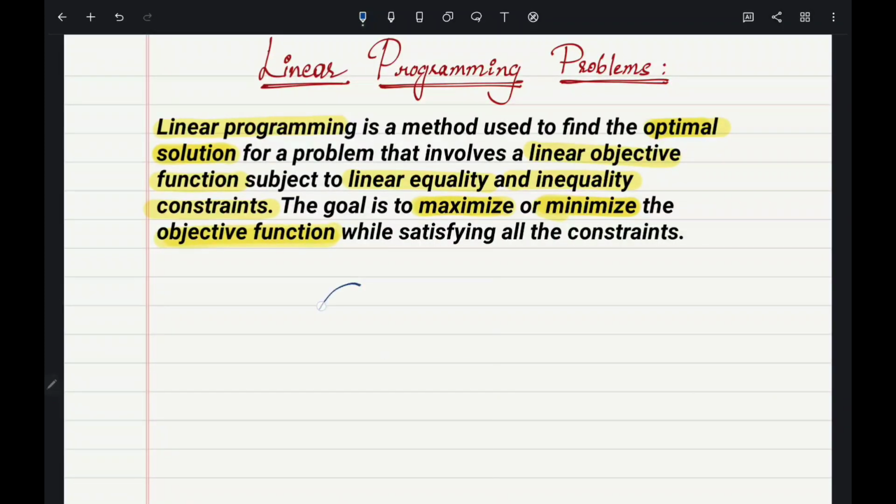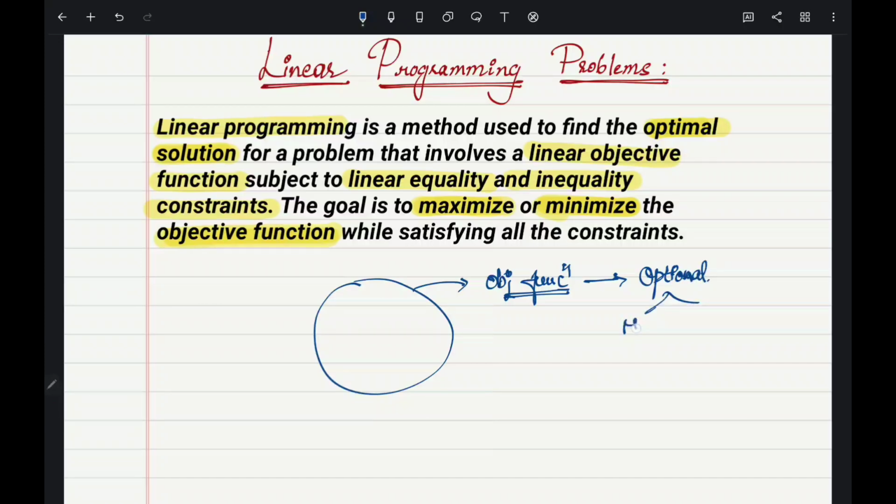So consider you have a problem which is given in the form of an objective function, and here you have to find the optimal solution for this function. Optimal solution means it is either the maximum value or the minimum value for the problem. But it is not only that you have to find the maximum or minimum. Here they have given some constraints. Constraints are nothing but obstacles. So you have to find the optimal solution for that objective function subjected to these obstacles or constraints.